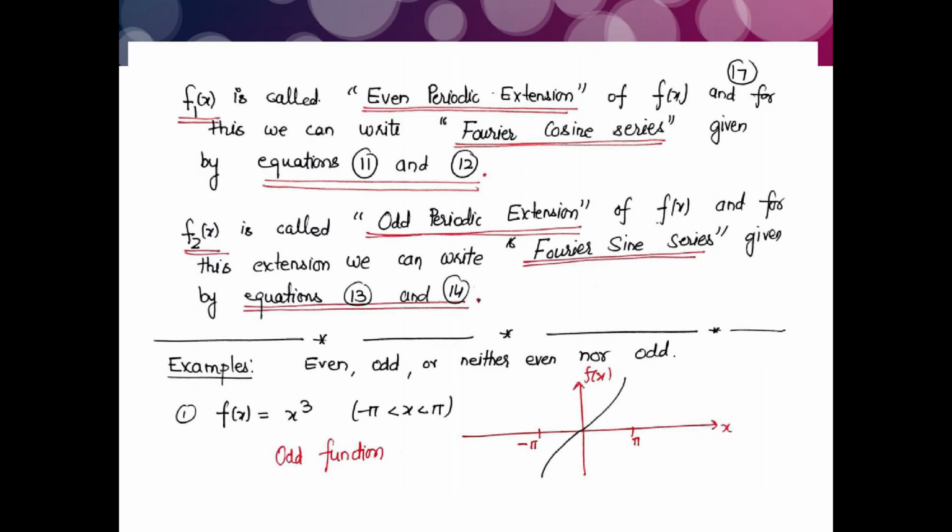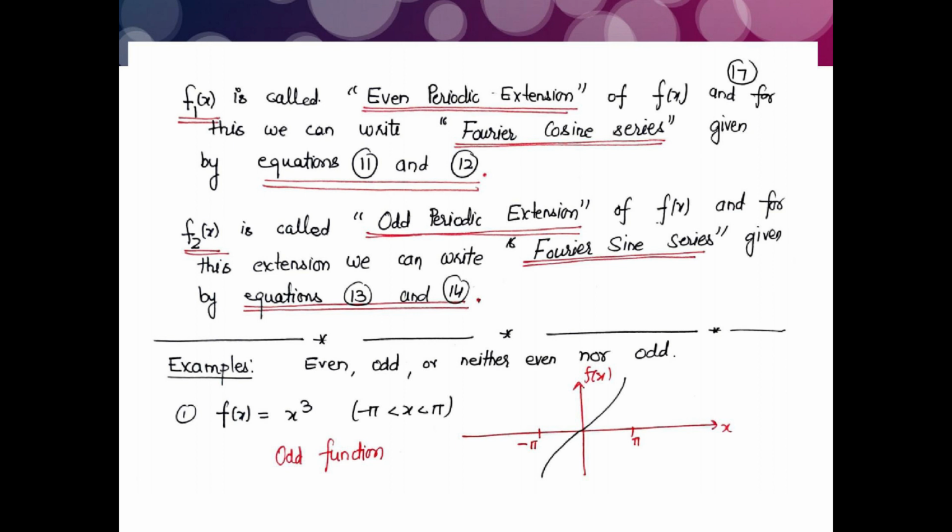So for a given function f(x) which is defined on the interval 0 to L, we have two extensions. f1(x) is the even periodic extension of the function, and for this function we can write the Fourier cosine series, which is given by equations 11 and 12. f2(x) is called the odd periodic extension of f(x), and for this extension we can have the Fourier sine series, and it is given by equations 13 and 14.